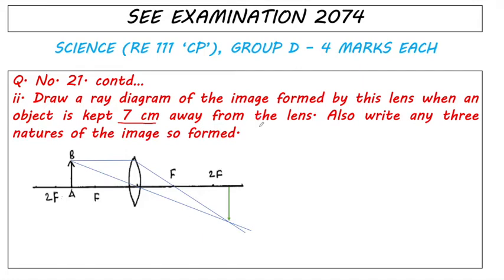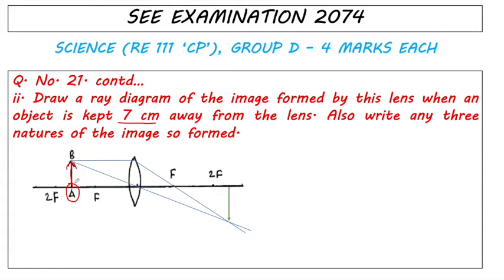The ray diagram should look something like this. The object has been placed 7 centimeters from the center of the lens, so while you draw it, you have to draw this to be exactly 7 centimeters. Let's draw an object of height AB here. The object will be above the optical axis.